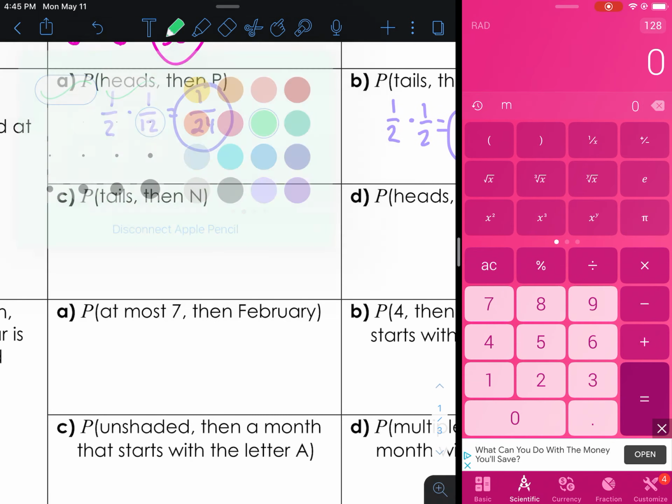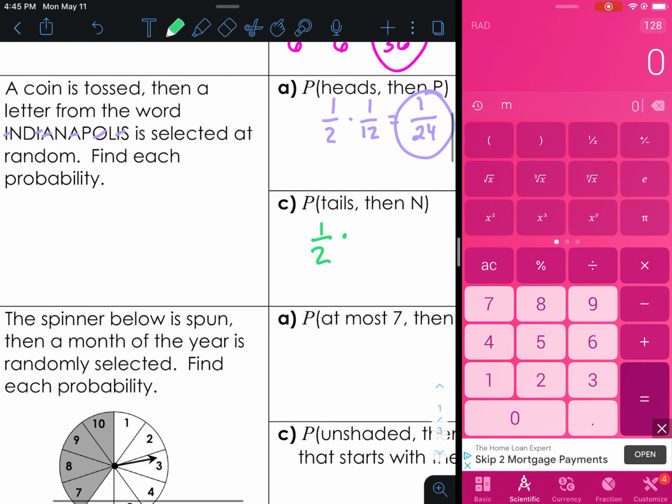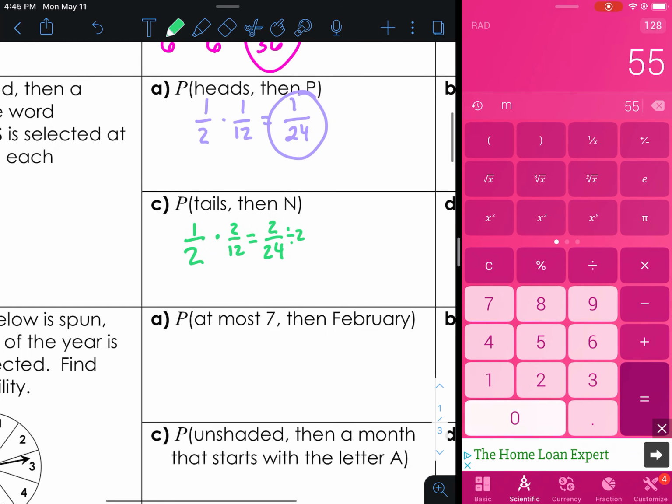All right, so for tails, again, 1/2 of the time. N, I'm going to erase those purple lines. There we go. Okay, so there are 1, 2 N's. So 2 out of 12, or 1/6. If you don't want to reduce until the end, that's fine. So we get 2/24, divide by 2, and you would get 1/12.